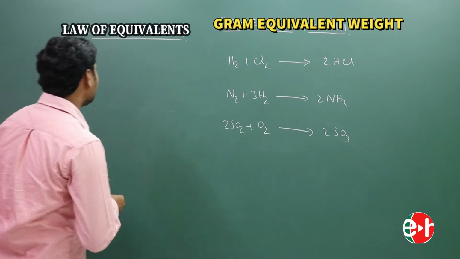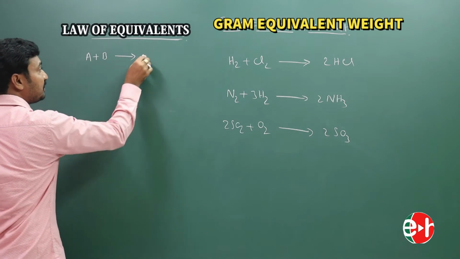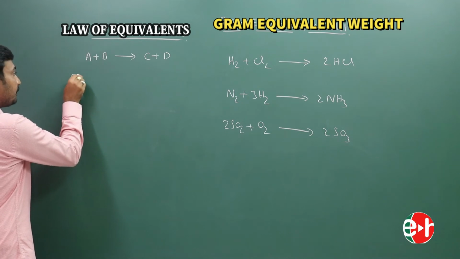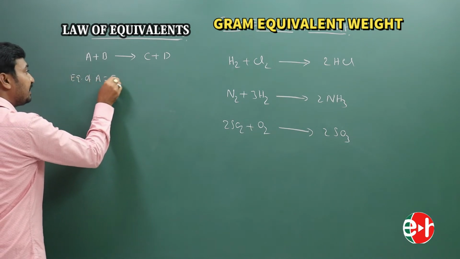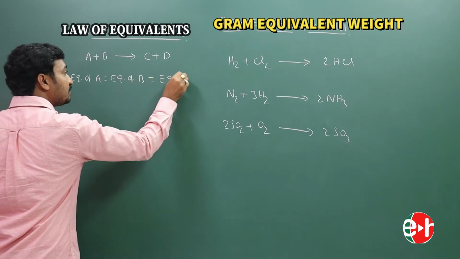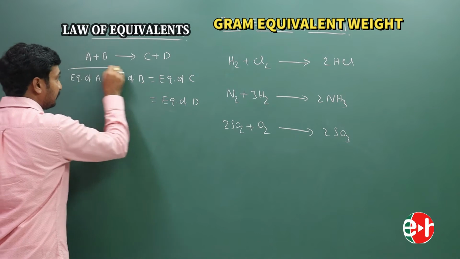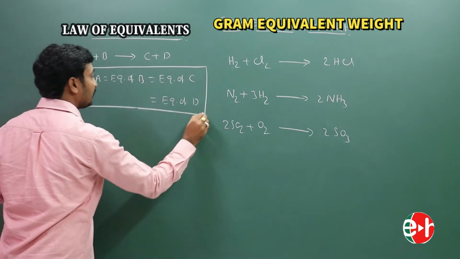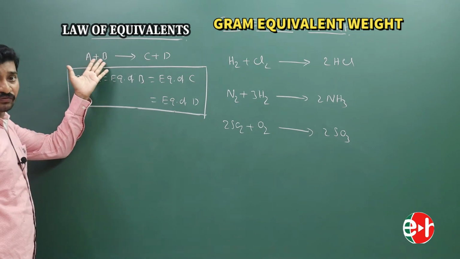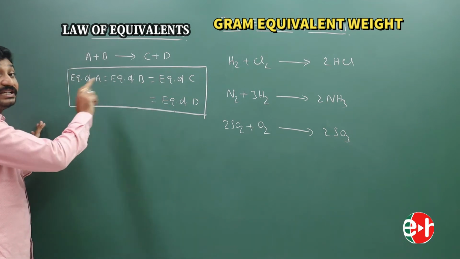Got it? So according to this, suppose in a chemical reaction A plus B gives rise to C plus D. According to the law of equivalence, equivalents of A equal equivalents of B, which equal equivalents of C, which equal equivalents of D. Here 1 mole of A may or may not be combined with 1 mole of B, but they are combined in their equivalents.